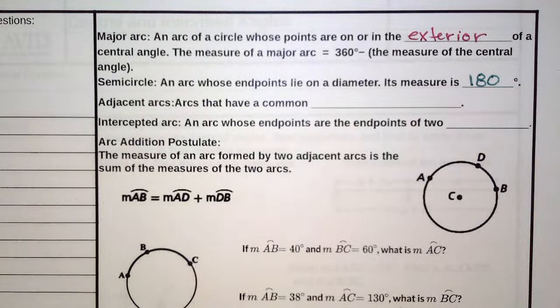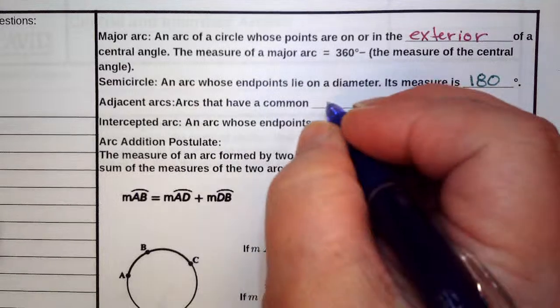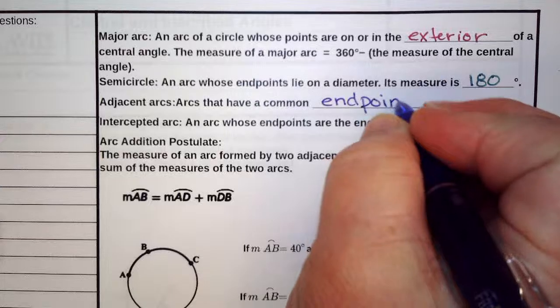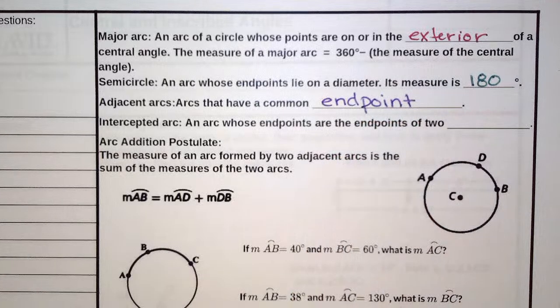Adjacent arcs, think of our adjacent angles. Adjacent arcs are arcs that have a common what? Endpoint. An intercepted arc. An intercepted arc is an arc whose endpoints are the endpoints of two chords.